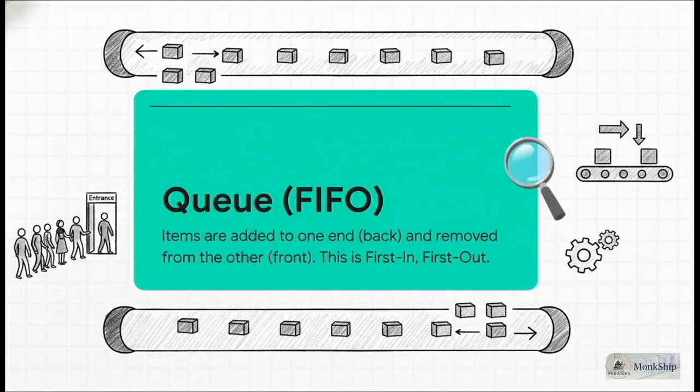So the formal definition is this. A queue is a collection where you add things to one end, the back, and you take things away from the other end, the front. This system guarantees that first in, first out principle, or FIFO for short. The first thing you put in is the first thing you get out.